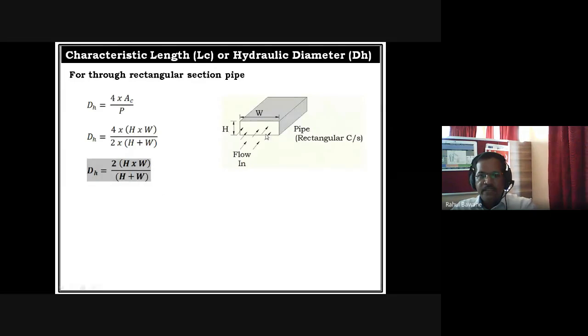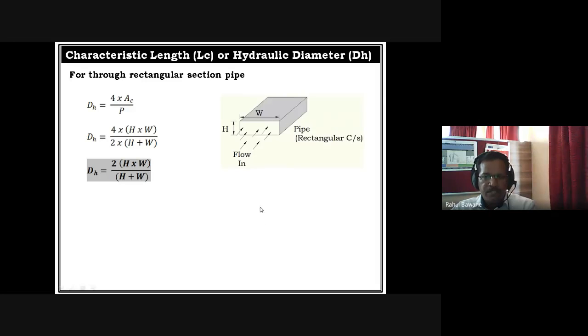In this way, for any triangular shape or pentagonal or hexagonal, any kind of pipe, we can find out the hydraulic diameter. And this hydraulic diameter value we have to use as the characteristic length. And again, I am repeating, hydraulic diameter is only used when the flow is through any closed channel.